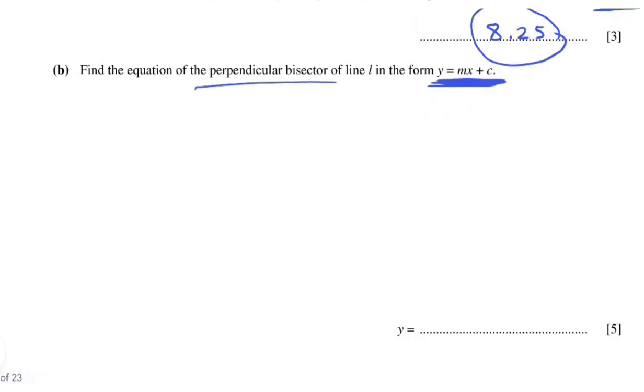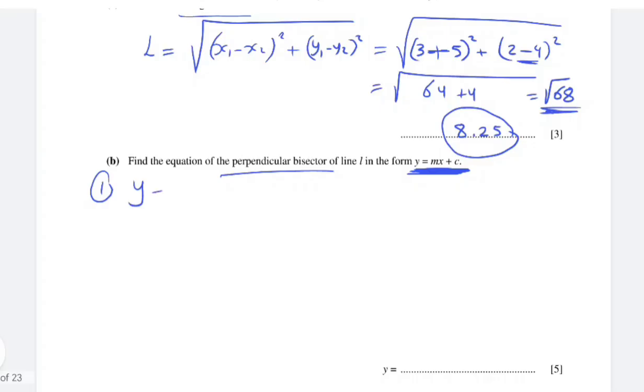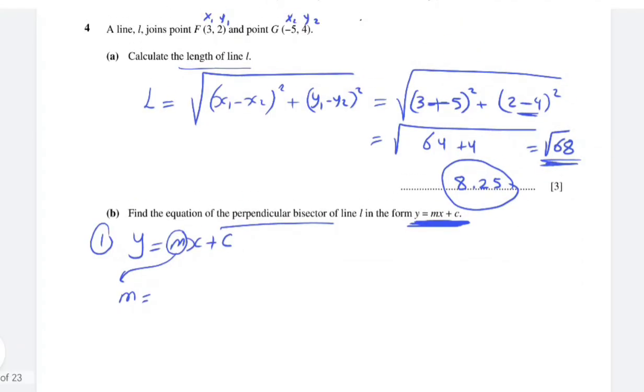This is a very popular question, the perpendicular bisector. Number one, the equation is y equals mx plus c. So it means that first I need to find this m. Okay, which 2 points do I use to find m? I have these 2 points. So let's use these 2 points to find the gradient of FG. But this is not the line I need. Okay, take care, this is just FG. I need the perpendicular to this line FG. So let's first find the gradient of FG, then find the gradient of the perpendicular line to FG.